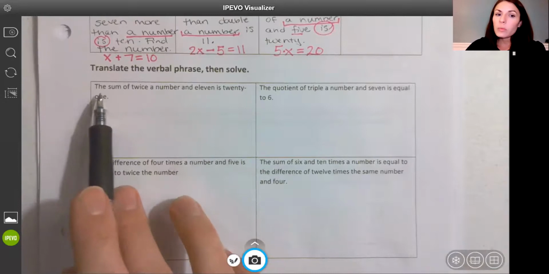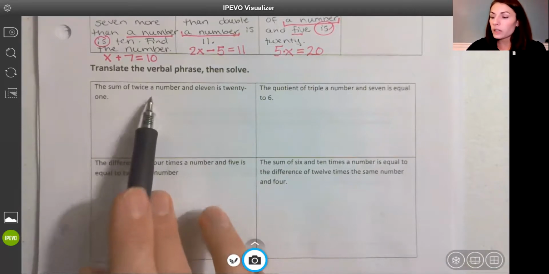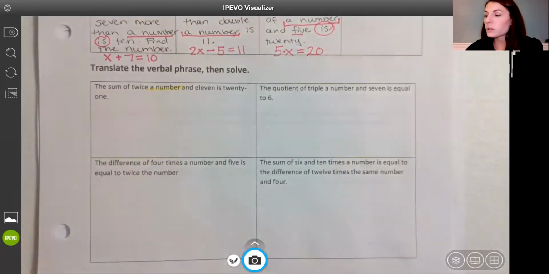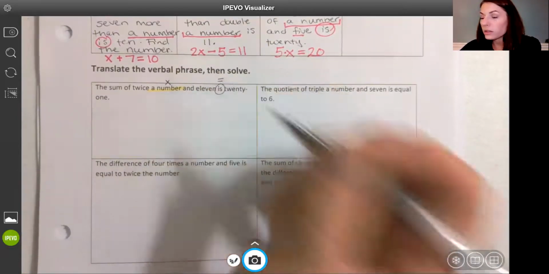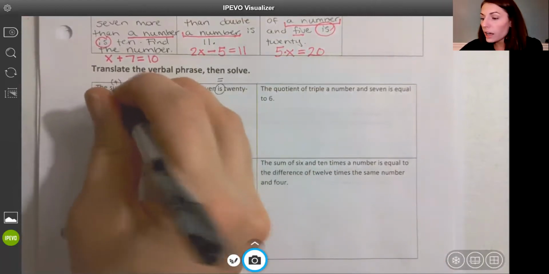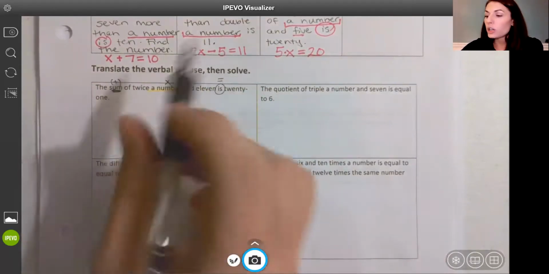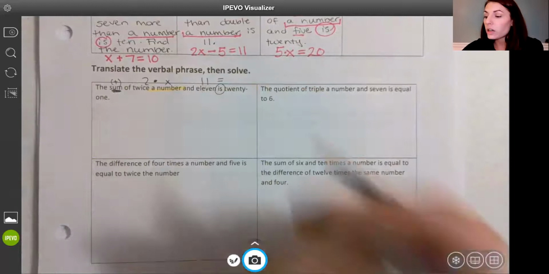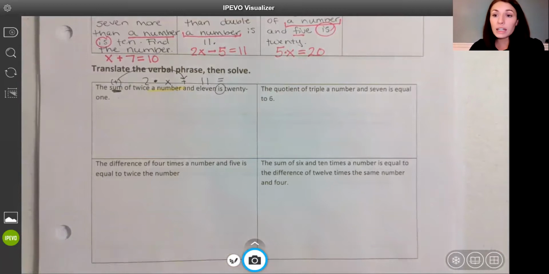We have the sum of twice a number and 11 is 21. As I'm reading through this, first of all, I notice right here is where my variable is. That's my variable piece. Here's my equal sign. And it says the sum. Sum means that there is addition happening between the two numbers that we're talking about. So the sum of twice a number and 11. Twice a number means we're going to have 2 times x and 11 here. And the sum means that twice a number and 11 are being added together.